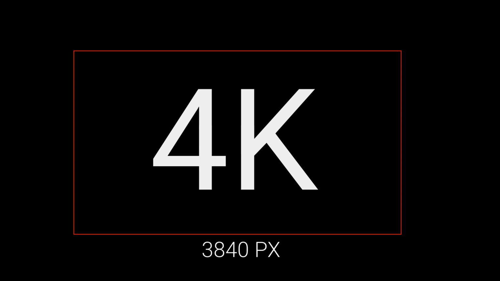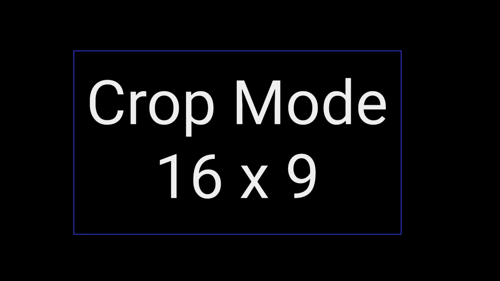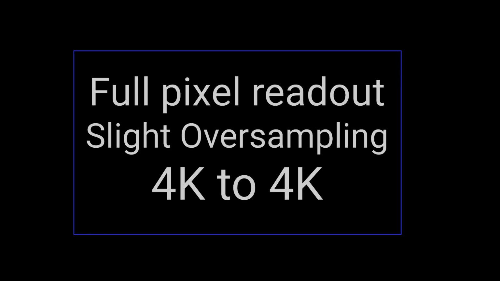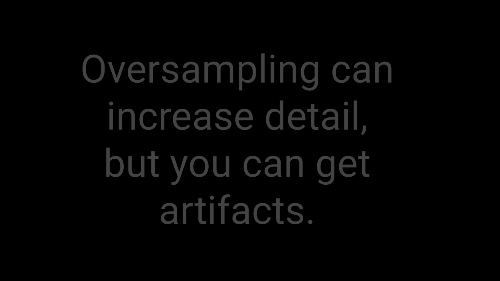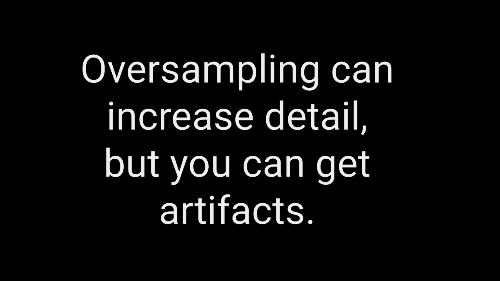All right, what we have in this red box here is a 4K signal, and that's 3840 pixels wide by 2160 pixels tall. When we're shooting in crop mode, 16 by 9 aspect ratio, we have 3936 by 2214 pixels. So it's a full pixel readout. We're doing some slight oversampling. It's basically going from 4K to 4K. As we see here, 3936 is not that much more than 3840, which is the 4K signal. And then 2214 is being downsampled, or oversampled, down to 2160. Now, oversampling can increase detail, but you can get some slight artifacts.